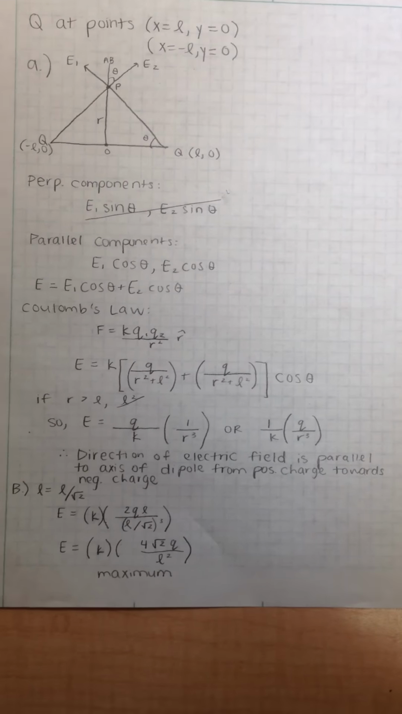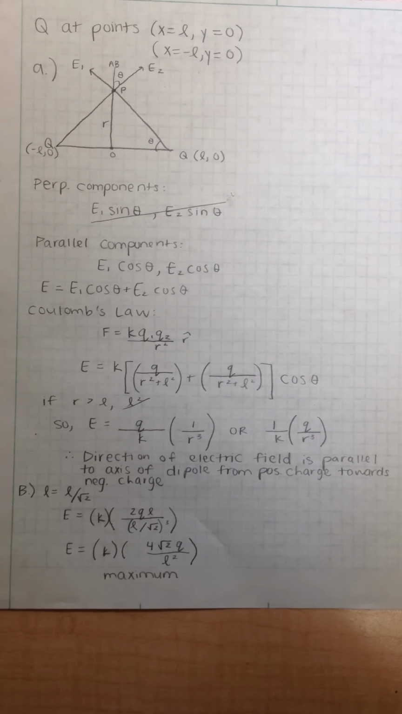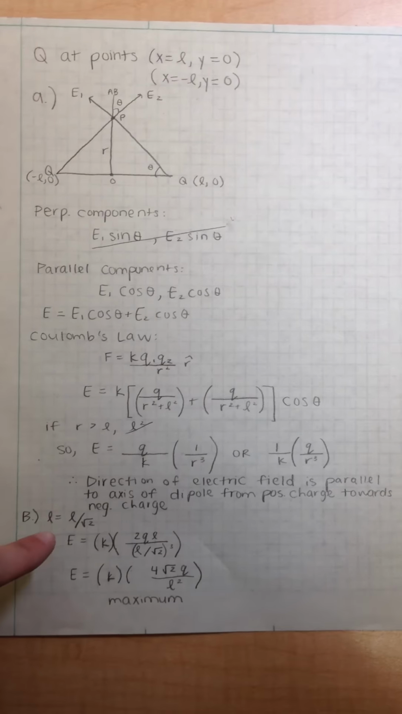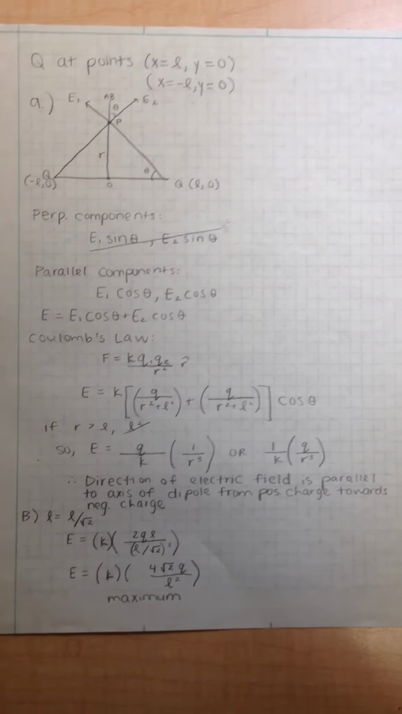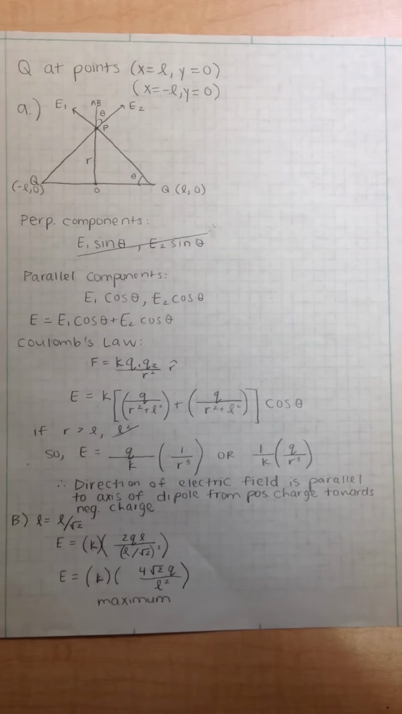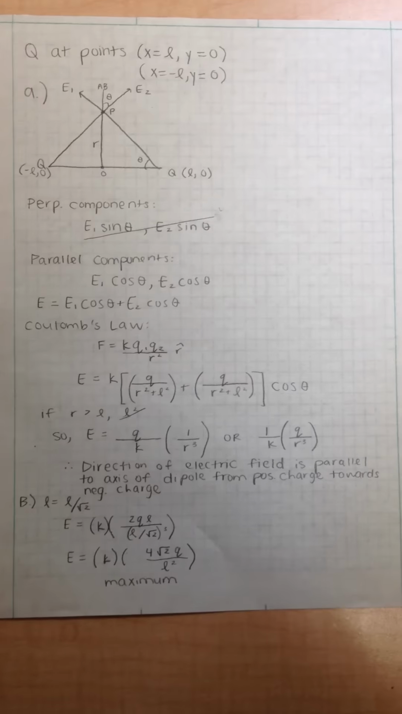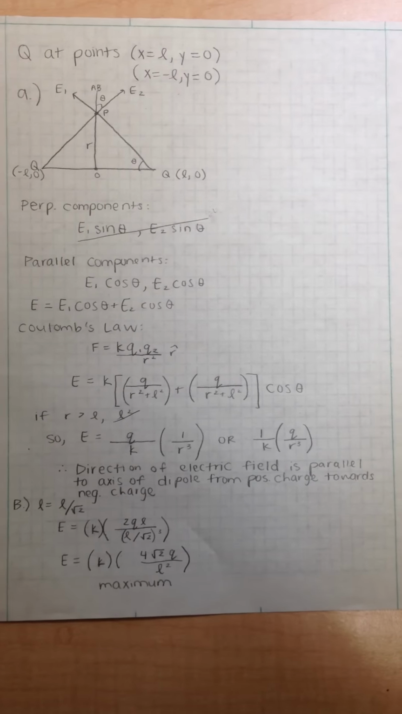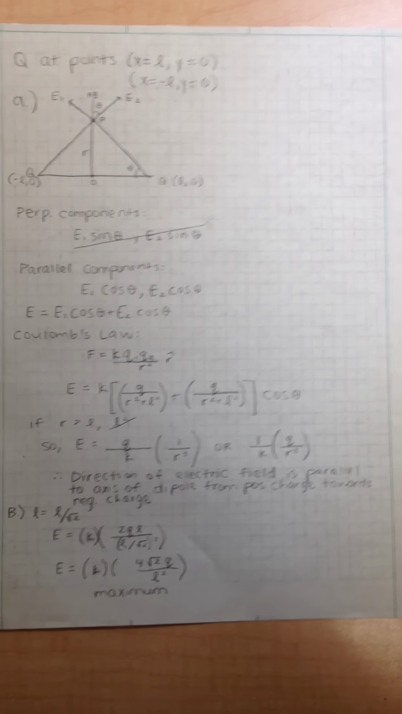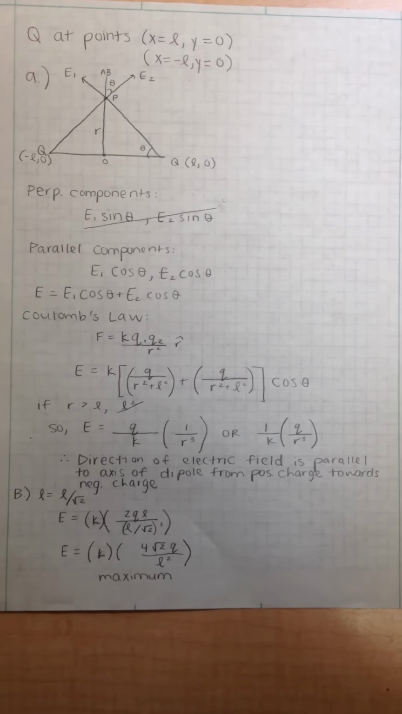Part B asks to show that the field is maximum at y equals plus or minus L over square root 2. When y equals L over square root 2, we can use this equation right here. E equals K times 2 times Q times L all over L divided by square root 2 to the third power. Rewriting that, we get E equals K times 4 times square root 2 times Q over L squared. That is the maximum value of the electric field.